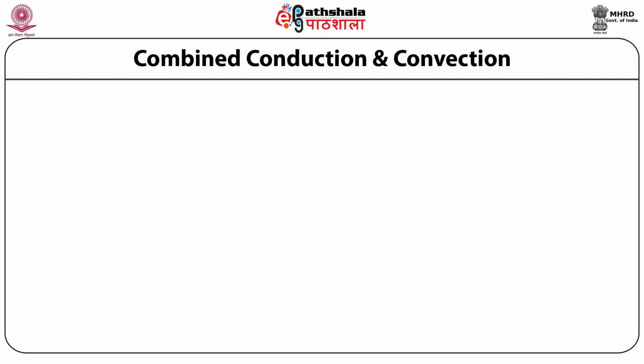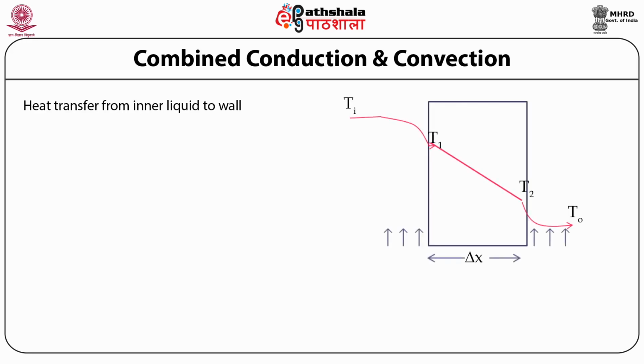Say for example, hot water is flowing inside the pipe. The heat will be transferred from the inside liquid to the wall of the pipe, that is the inner wall of the pipe, by convection. However, the heat transfer from the inner wall of the pipe to the outer wall of the pipe will be conduction. As you see in this picture, there is a slab of thickness del x.